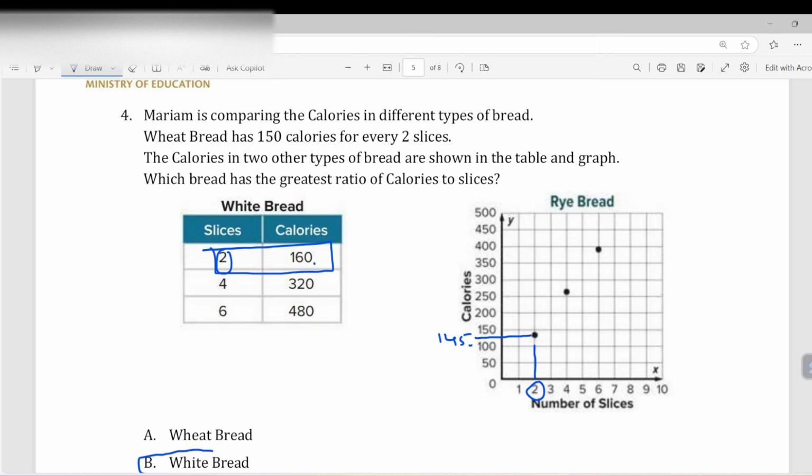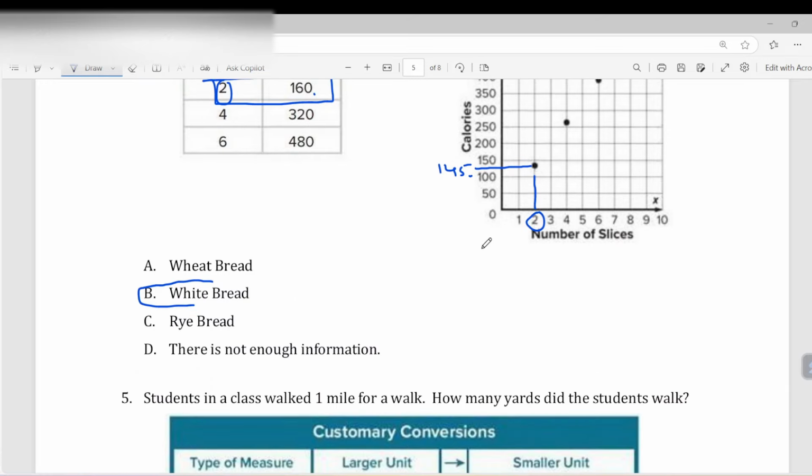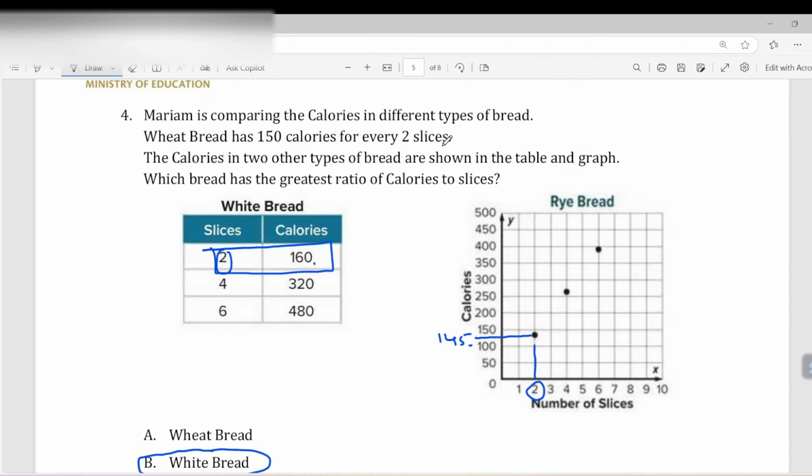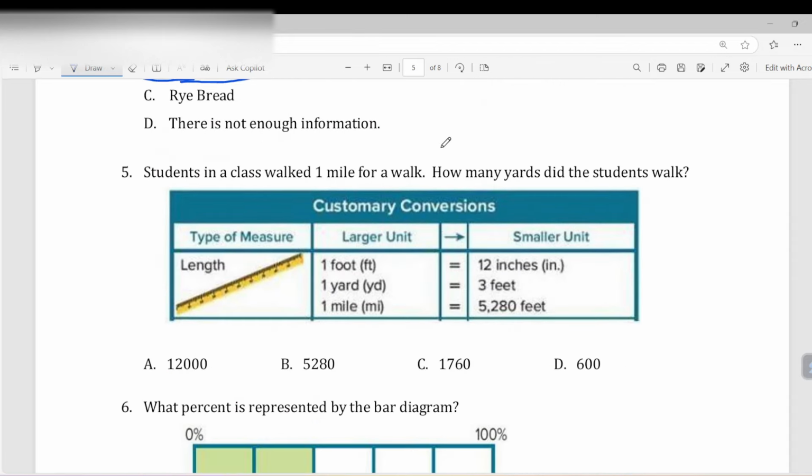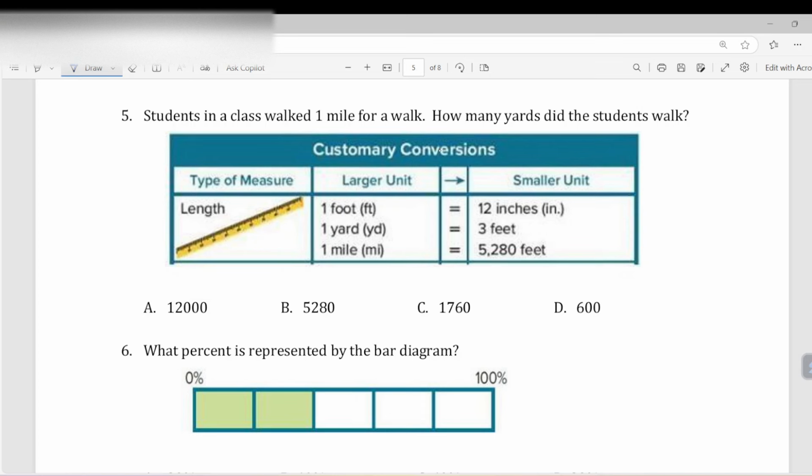So, excuse me. White bread has more calories. That's it. The question is too big, but the math is very simple. See here, just compare. Next. A student in a class walked 1 mile for a walk.